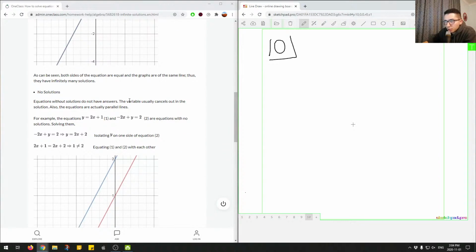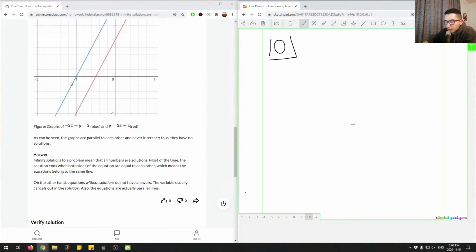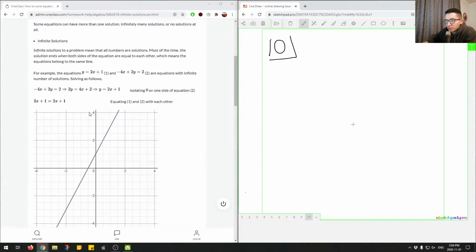And then in the no solutions example, they outline this equation and this equation, and plugging them in, you end up with no solutions and you get two parallel lines. So let's just go through the first example.